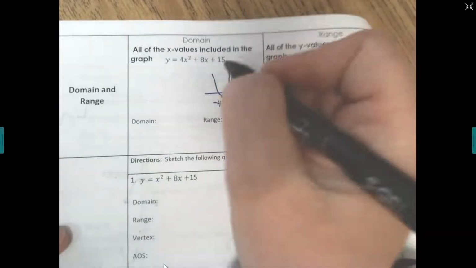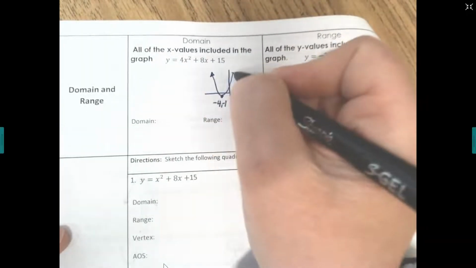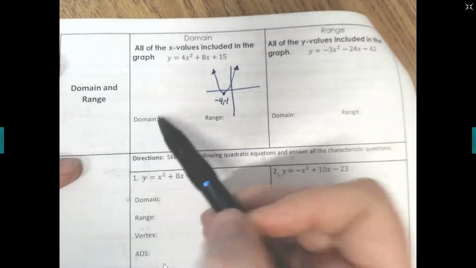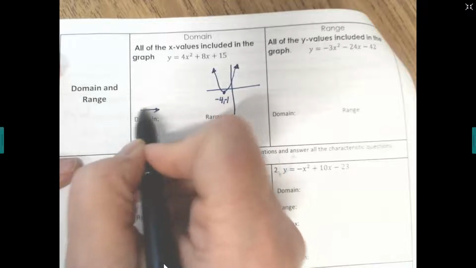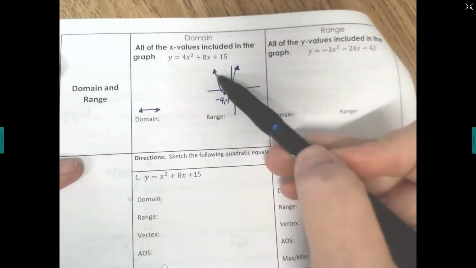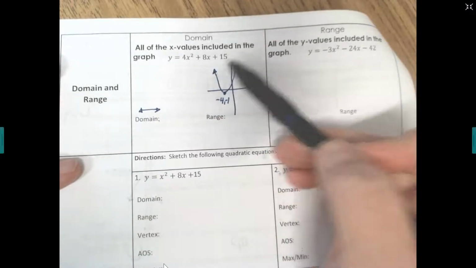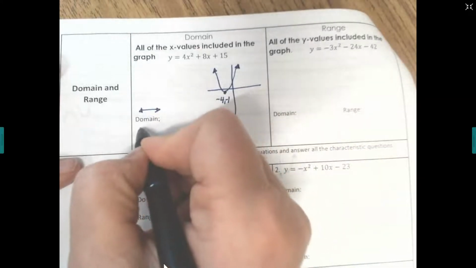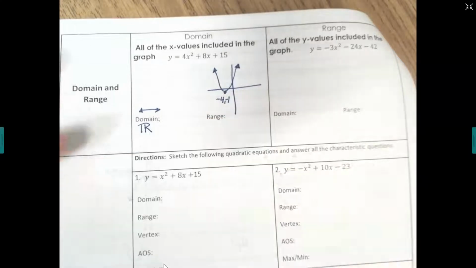All right, so now let's look at this. When it's not a real world graph, these graphs are really going forever. So I'm going to put some arrows on the ends of them. And so for the domain, remember, domain talks about left and right. The graph is never going to stop to the left because there's an arrow, and the graph is never going to stop to the right. So you remember that was something called all real numbers that we would use this symbol for.